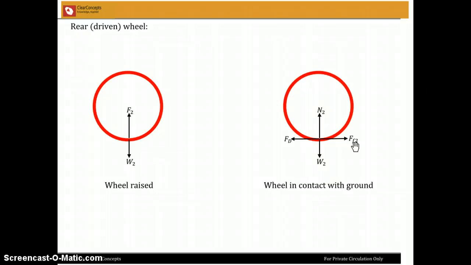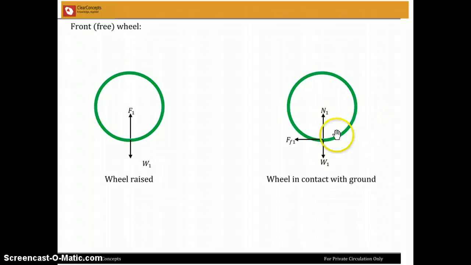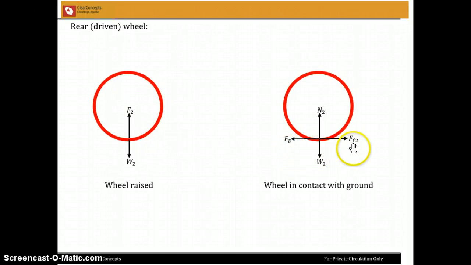So the friction on the front wheel acts in the backward direction, the friction on the rear wheel acts in the forward direction, and this is the force that really is responsible for having the bike move forward. I hope that is clear.